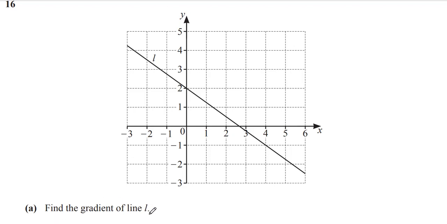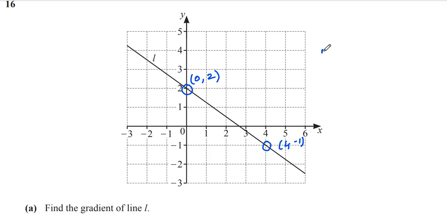Find the gradient of line L. This is the line L. We have to find the gradient of this. So here they gave the graph. They didn't give any point. So to find gradient, we need at least 2 points. So we can take any 2 points. I am just taking these 2 points. So this is (0, 2) and this is (4, -1).